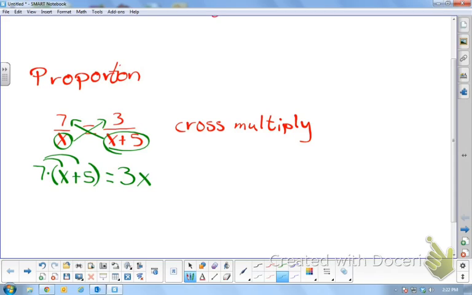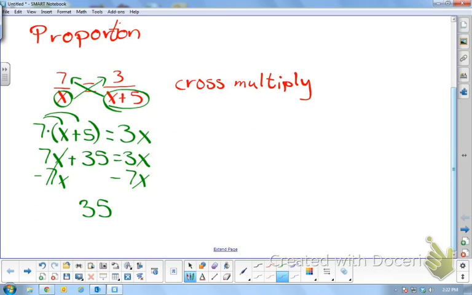So we have to distribute this. 7 times x is 7x. 5 times 7 is 35. And then we have to finish solving this equation like we've been doing with all of our geometry. These all boil down to usually some fairly similar type equations. So we want all the x's together, which means I want to subtract 7x from both sides, so I can get all the x's on one side.